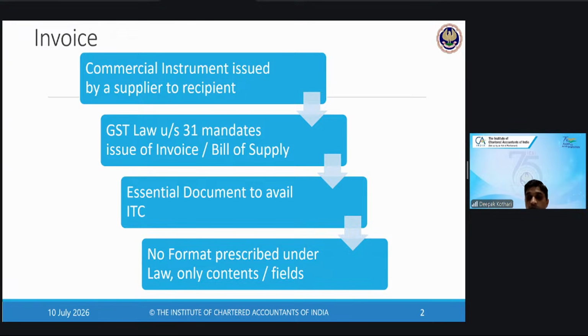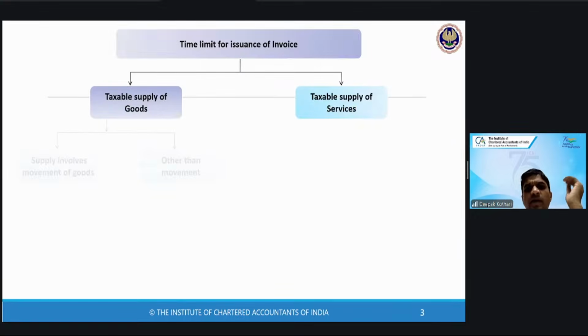It should be mentioned in the bottom. No, they've just said that the contents required for the invoice should be there. It can be anywhere in the invoice document. Okay. What is the time limit for issuance of invoice?